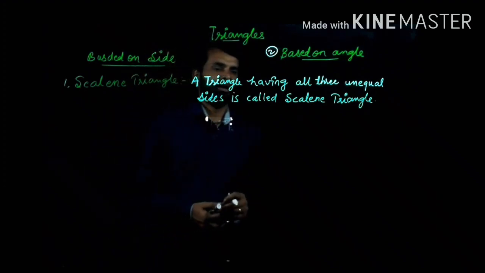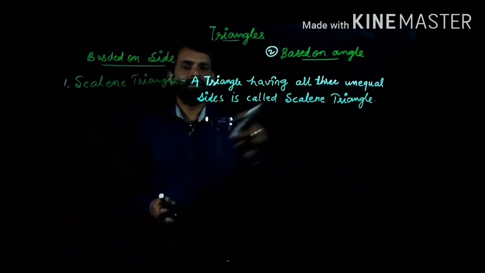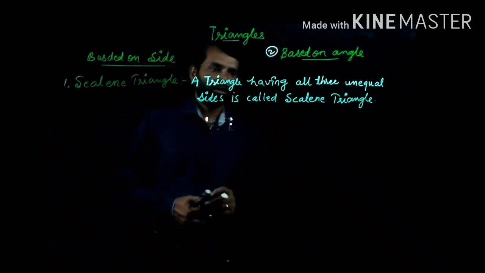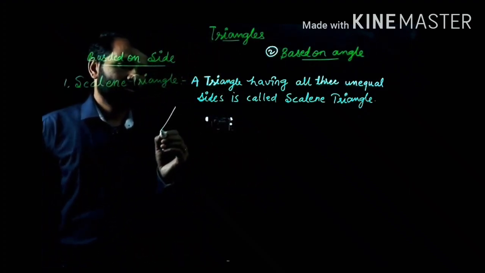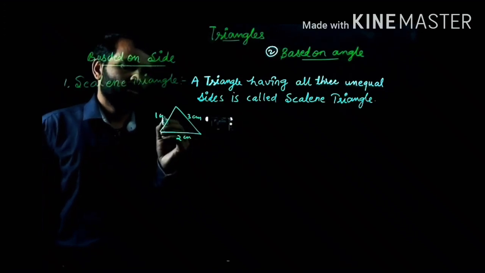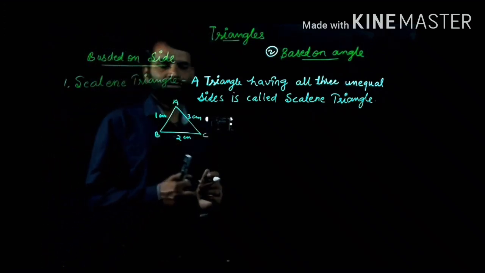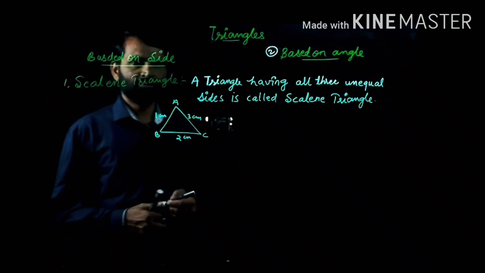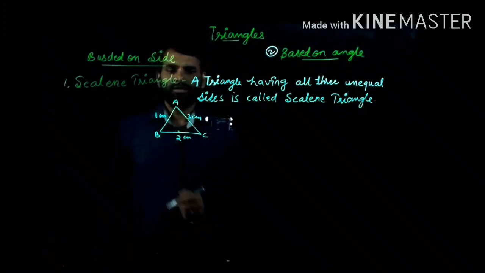A triangle having all three sides unequal is called the scalene triangle. Suppose triangle ABC has sides of 3 centimeter, 2 centimeter, and 1 centimeter. The length of the first side is 1 centimeter, second is 2 centimeter, and third is 3 centimeter. All sides are not equal, so this type of triangle is called the scalene triangle.